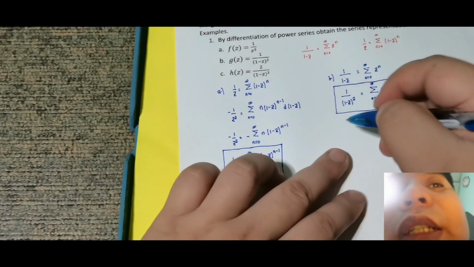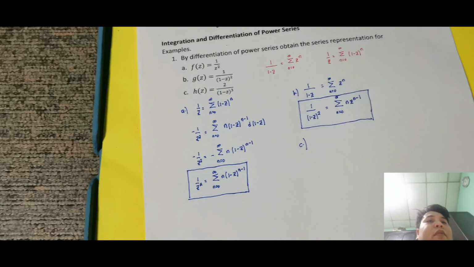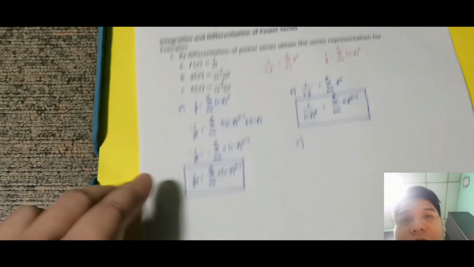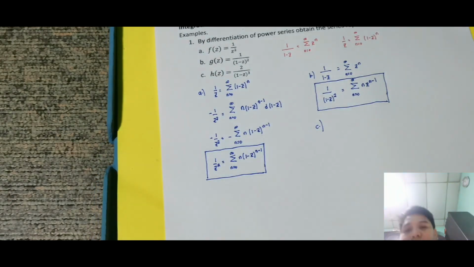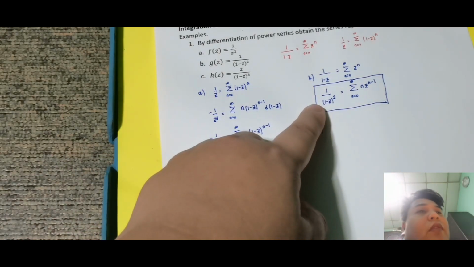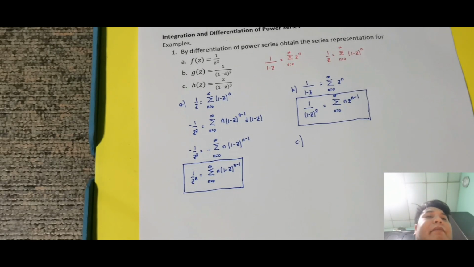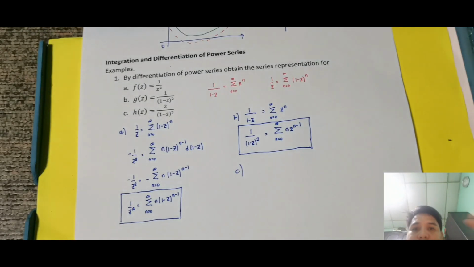Okay, next. For letter C, since nasolve na natin yung kanyang second derivative, tama. So sabi na, obtain natin yung 2 over 1 minus z raised to 3. So may 2 na nakamultiply. Okay, so note, ang goal natin is makuha yung 2 na nakamultiply dun sa derivative. So meaning, kunin natin yung derivative nito. So paano ba natin kukunin yan pag dinifferentiate?